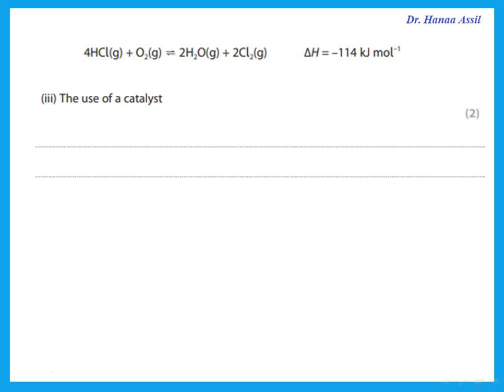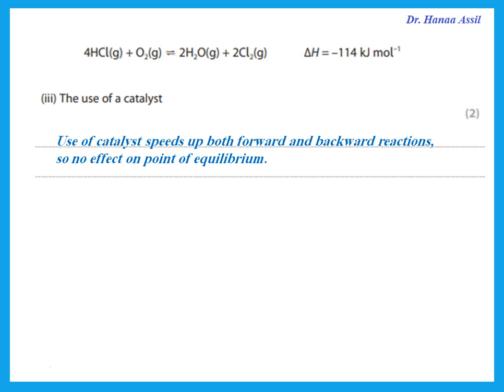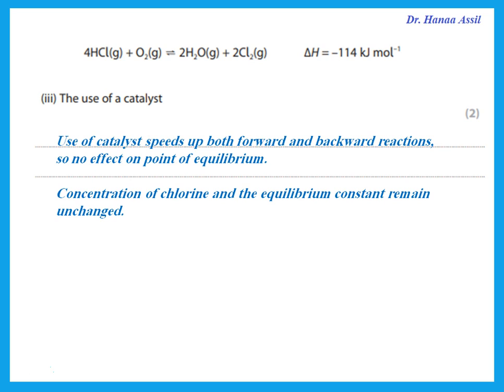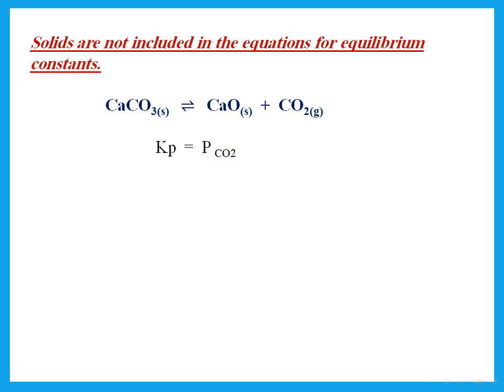Use of catalyst. Remember that when we use catalyst, it speeds up both forward and backward reaction. So there is no effect on the point of equilibrium. So the concentration of product and equilibrium constant remains unchanged.